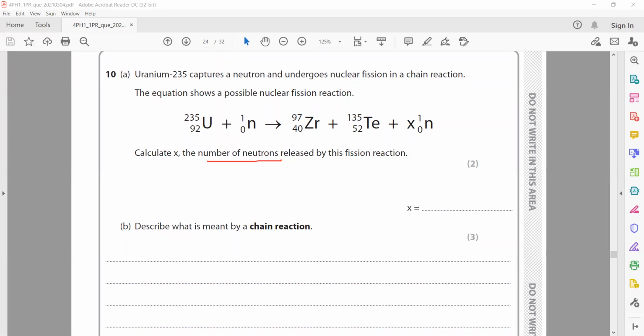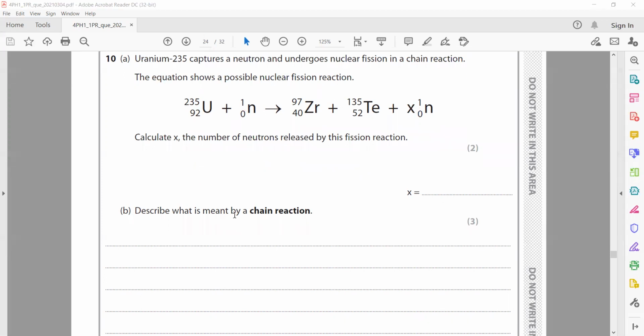So on the left hand side we have 236, because 235 plus 1 is 236. On the right hand side it is 97 plus 135. When we subtract these two numbers, we get 4. So this should be 4 neutrons. Describe what is meant by a chain reaction. Basically, a fission releases a neutron, and this neutron is captured by another uranium nucleus, which will undergo fission. Like that the reaction proceeds.